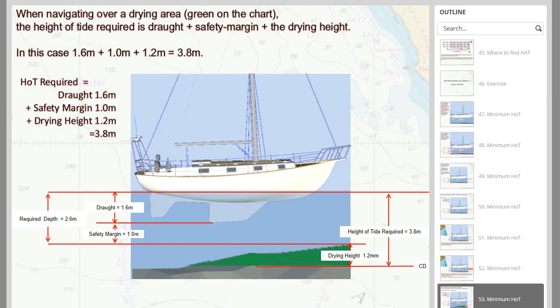When navigating over a drying area, green on the chart, the height of tide required is draft plus safety margin plus the drying height. In this case, 1.6 meters plus 1 meter plus 1.2 meters equals 3.8 meters.